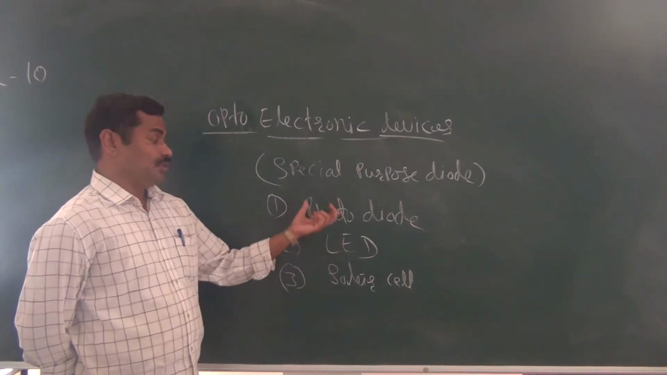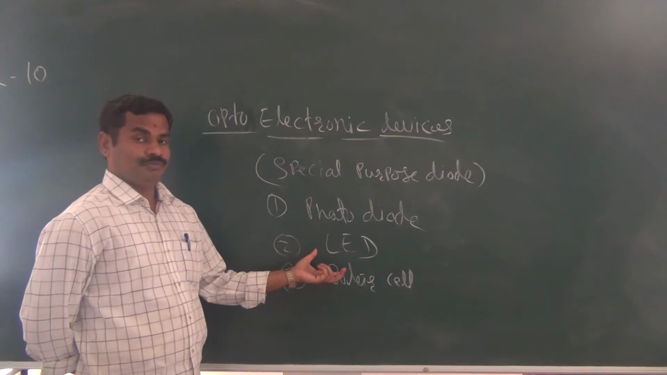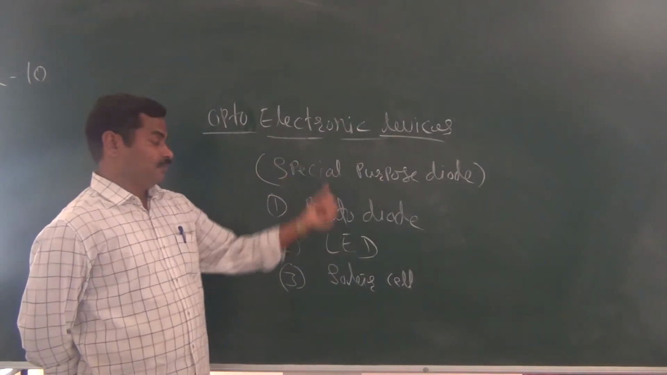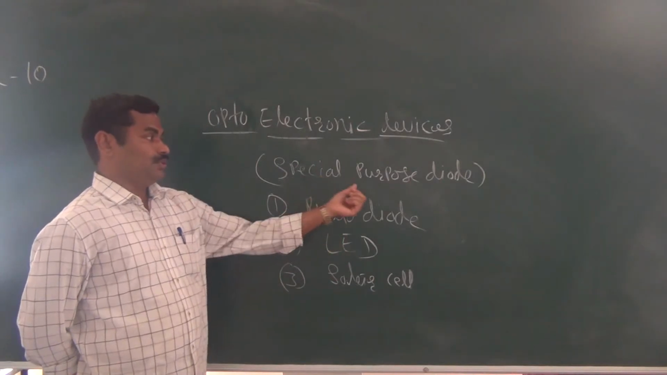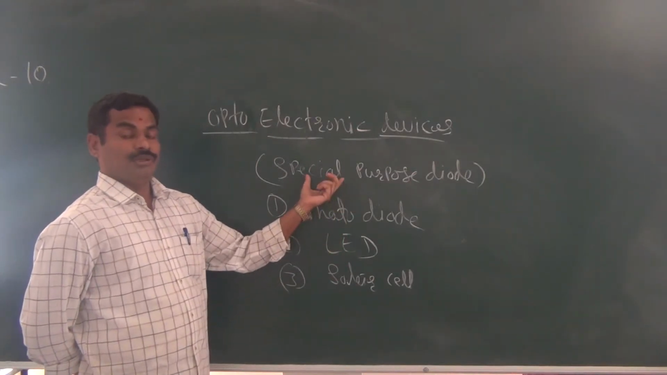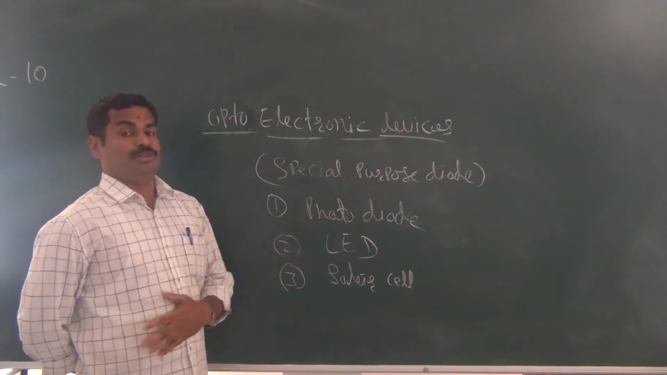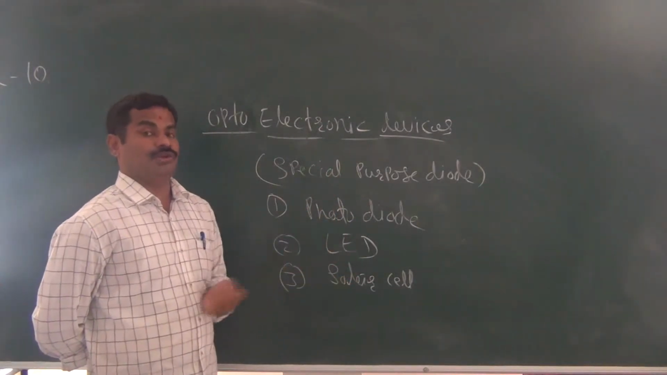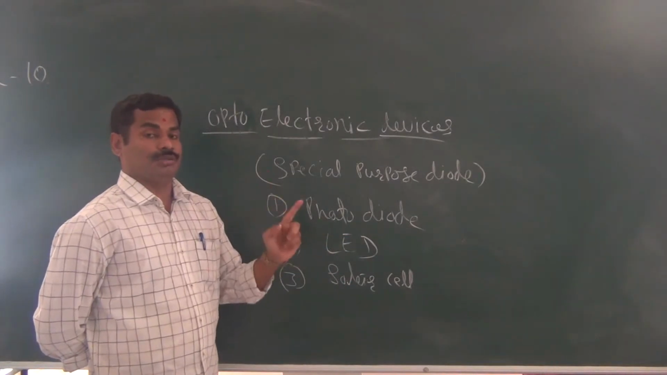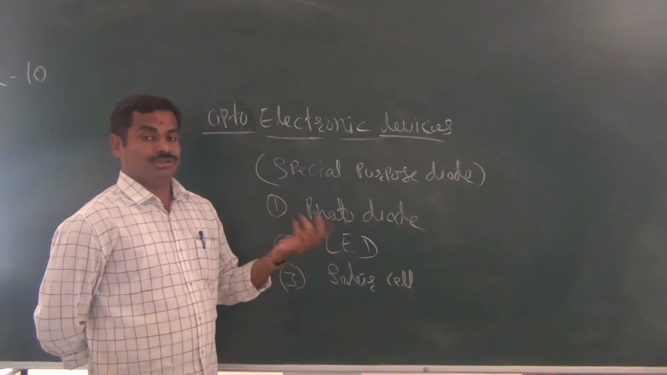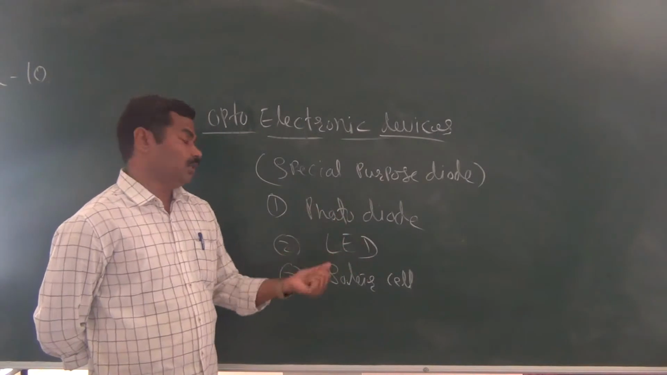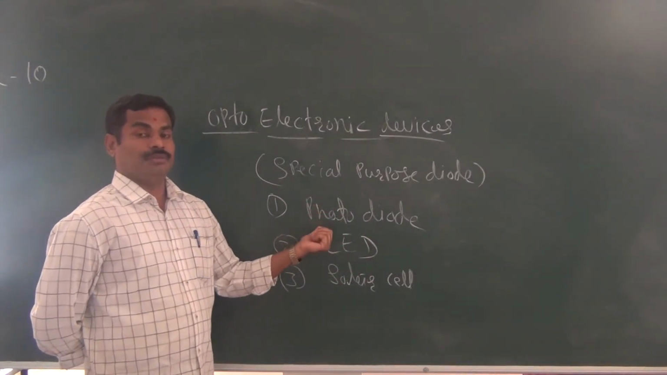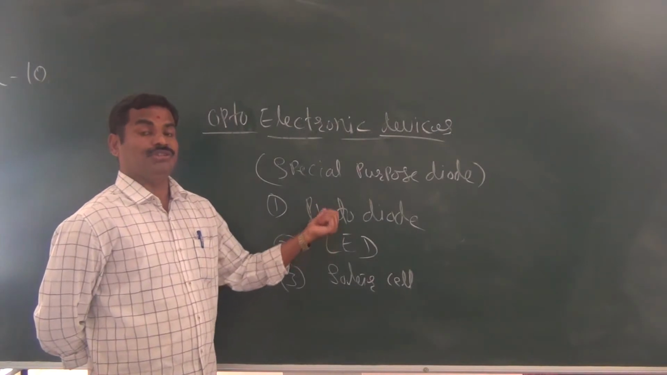Why are these called special purpose diodes, or optoelectronic devices? In brief, you are using a diode here. Why is the diode special purpose? Because, as you already studied about the normal diode, it conducts only in forward bias, because you are applying the voltage and then current goes through the diode. But in the photodiode, the current is because of the light falling on the junction.